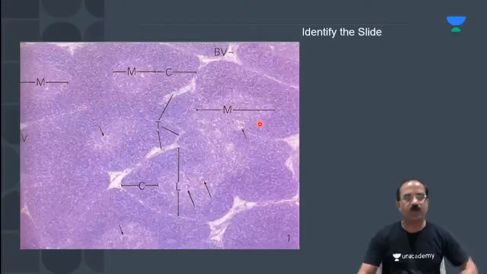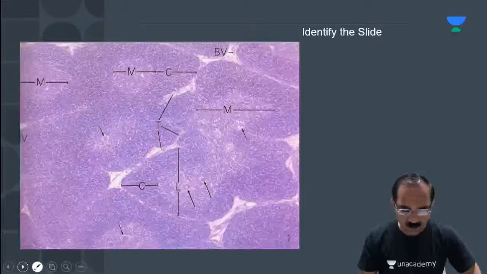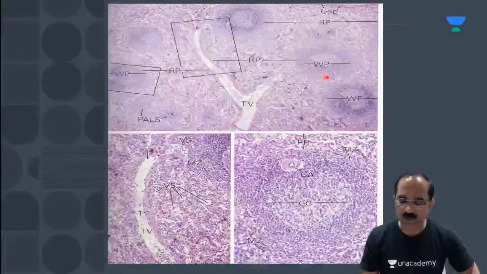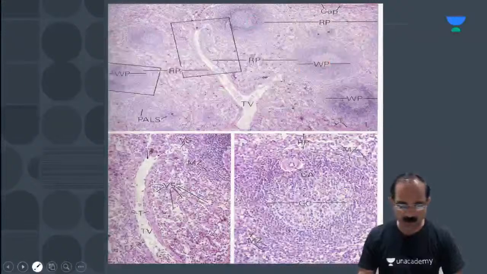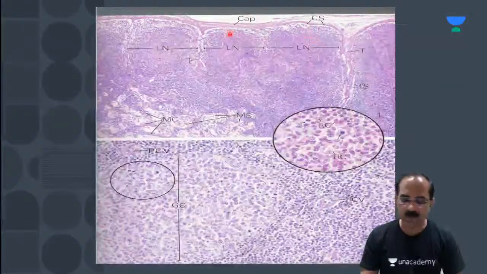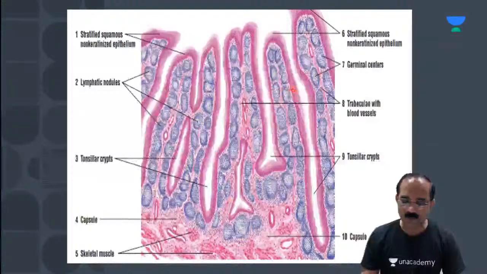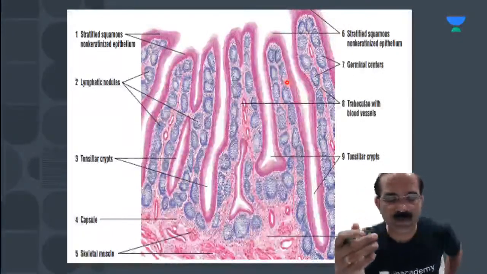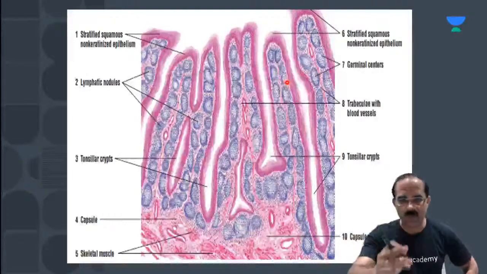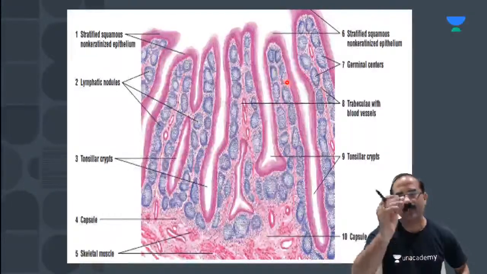In thymus, the lymphoid follicles. Any slide of lymphoid tissue you see, you get such rounded follicles. What do you call these follicles? As lymphoid follicles. Look at this slide. You get such lymphoid follicles in a slide of lymphoid tissue. We have got 4 slides of lymphoid tissue: lymph node, spleen, tonsil, thymus.